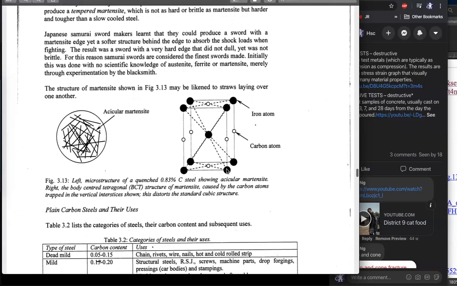Just quickly, when we quench steel, we make a BCT, a body-centered tetragonal. It looks something like this. It looks like a stretched out body-centered cubic. If you have to draw the diagram, just draw a whole bunch of lines like this and then label it acicular martensite. If you wrote needle-like martensite, I'll give you that as well.